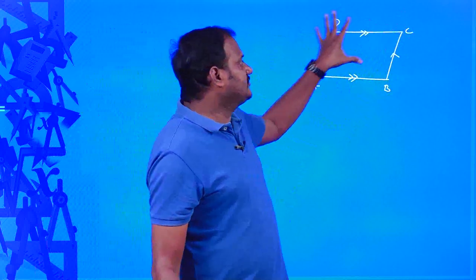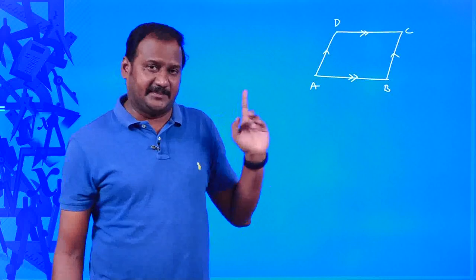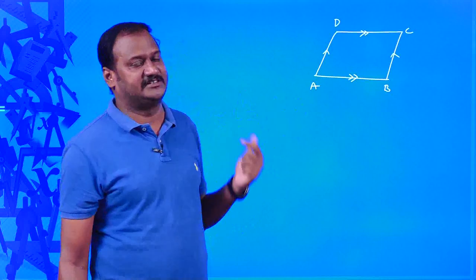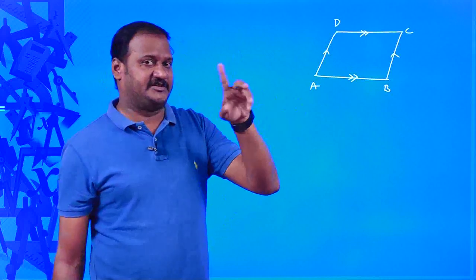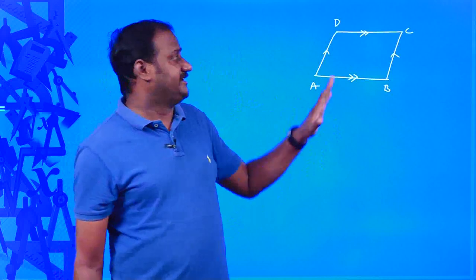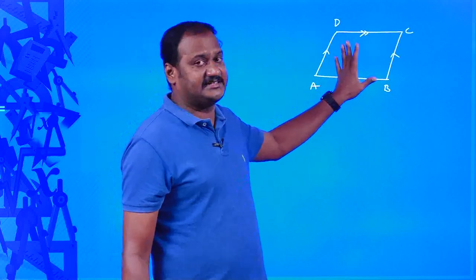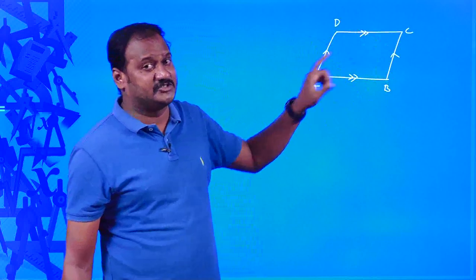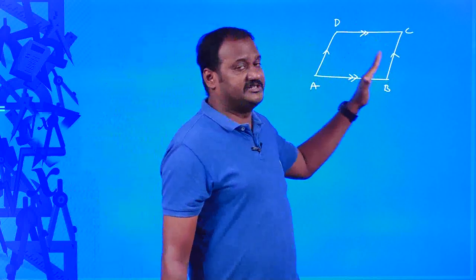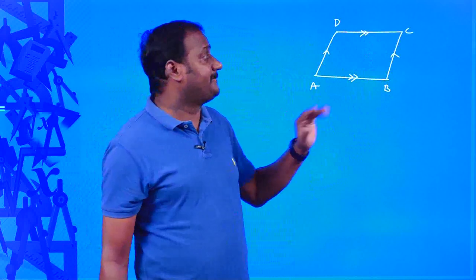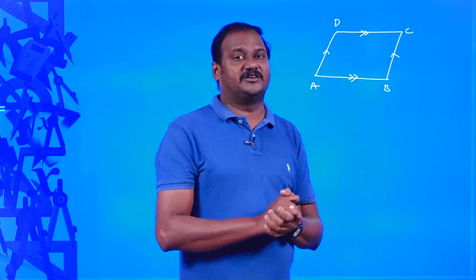So, can you call this quadrilateral a trapezium? Yes, of course, you can call it a trapezium, because in a trapezium one pair of opposite sides are parallel. Here you can identify one pair of opposite sides, right? Yes, you can call this a trapezium, but in addition to that, the other pair of opposite sides are also parallel. Then what do you call this?